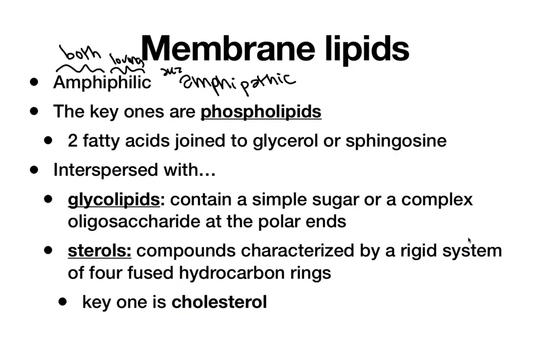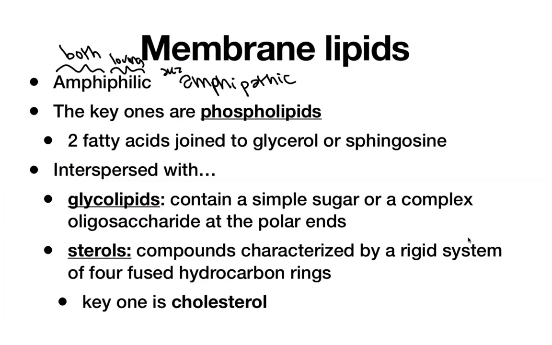But then one of the other carbons in the backbone is going to be used to form a bond to something that's polar. It can be polar, it can be charged. And that's why we have 2 tails, because one of the alcohol groups from the glycerol is being used to make this connection to our hydrophilic head. Additionally, we can have phospholipids that instead of a glycerol backbone have this thing called sphingosine, and we'll talk about it in a minute.